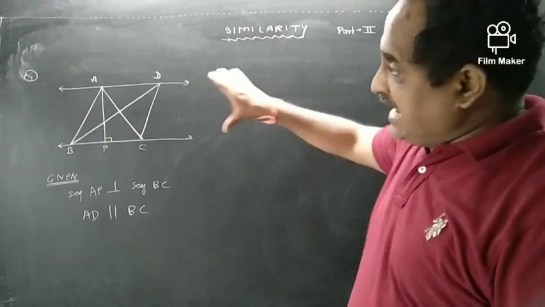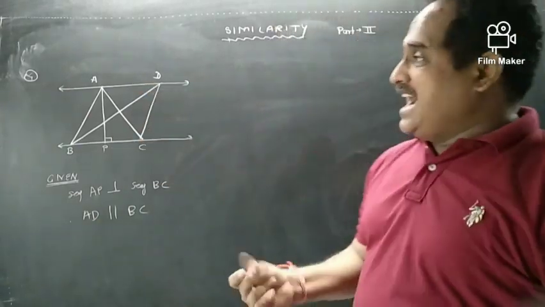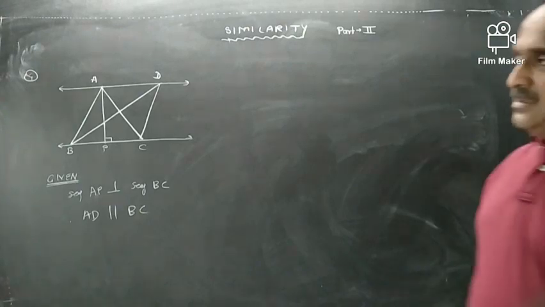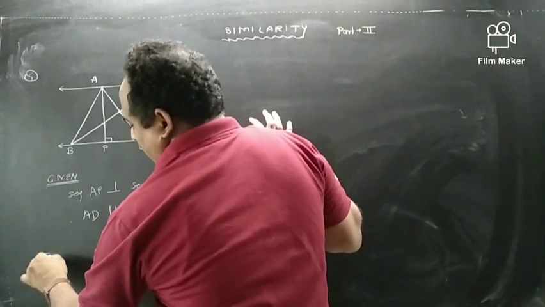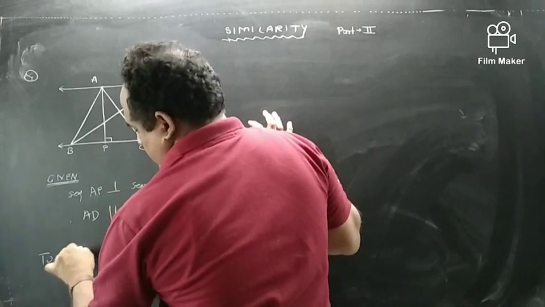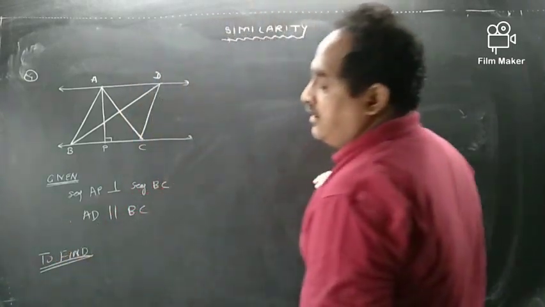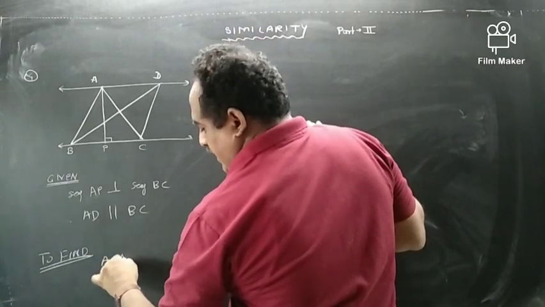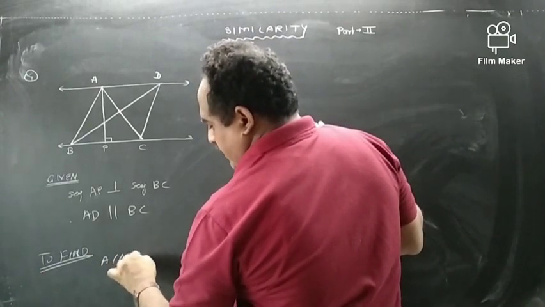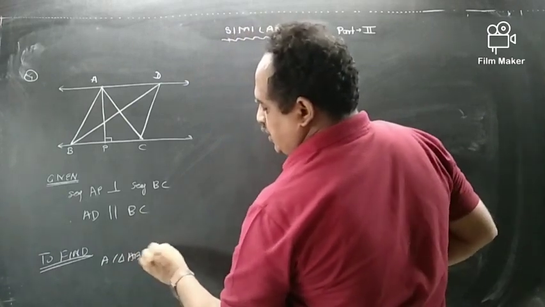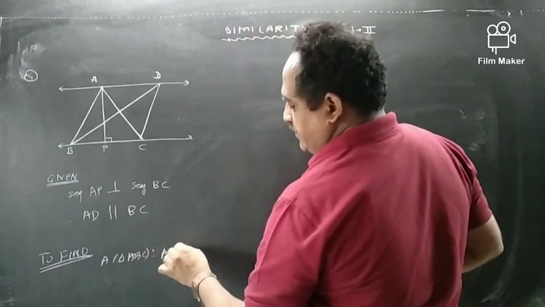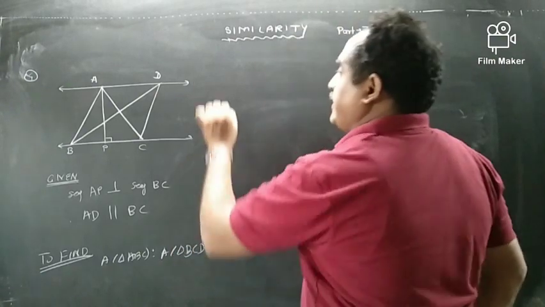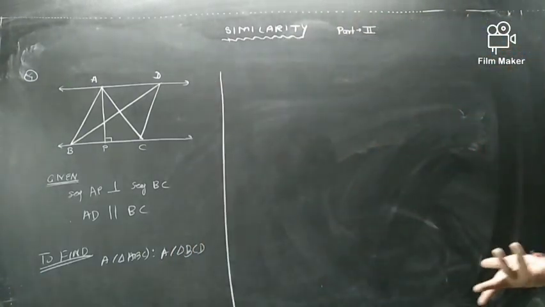Now we know that AD is parallel to BC, which means these two triangles are present between two parallel lines. So that is great. To find: the area of triangle ABC to the area of triangle BCD.